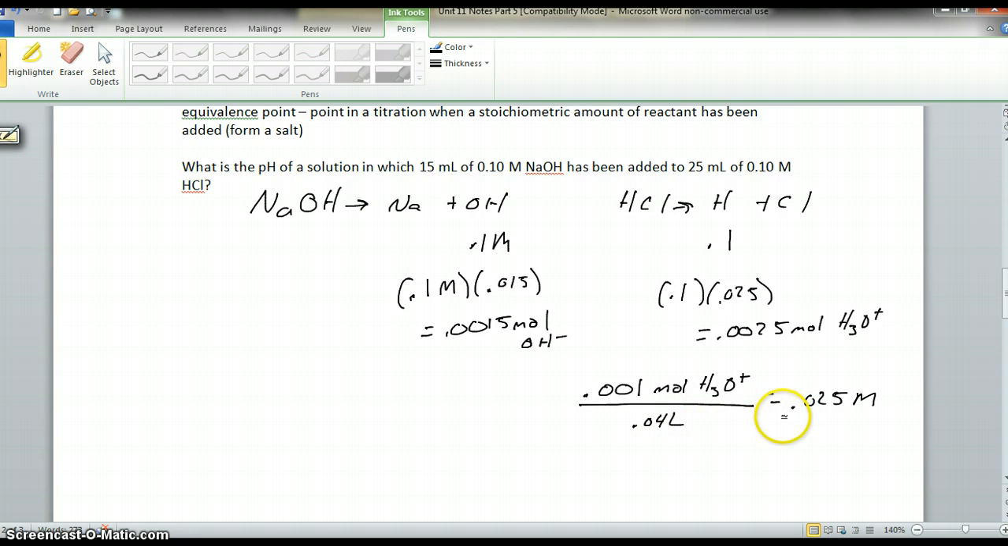Now that we know the concentration of hydronium, we can solve for the pH by doing negative log of 0.025, which is 1.60. All that means is when the pH is 1.60, we have had the neutralization occur. All the base reacted with the acid in this situation. Okay.